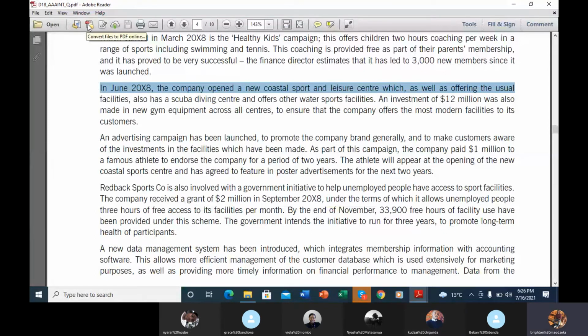In June 2008, the company opened a new coastal sport and leisure center which, as well as offering the usual facilities, also has a scuba diving center and offers other water sports facilities. An investment of $12 million was also made in new gym equipment across all centers to ensure that the company offers the most modern facility to its customers. Full stop.